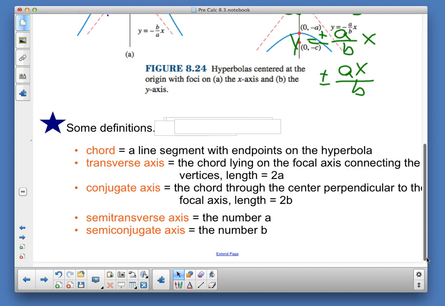And again, just like the stuff we did with ellipses, the semi-transverse axis and the semi-conjugate axis is just half of the transverse axis and half of the conjugate axis. So that semi just means I'm cutting it in half. Yep, Kevin, what do you got? A does not have to be bigger than B. There is no restriction on that. C, however, is bigger than A.